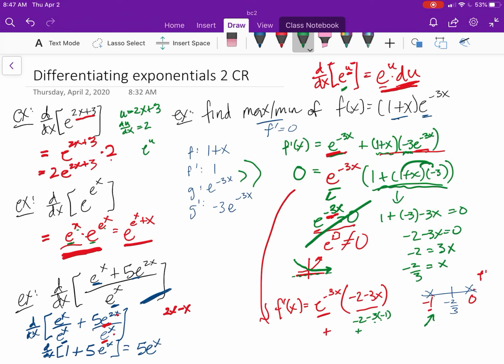If we substitute 0, so this was f prime of negative 1, right? If we substitute 0, well, again, this is still positive, because e to the 0 is 1, which is positive. And then negative 2 minus 0 is negative. Positive times negative is a negative. So that's decreasing. If it's increasing, then decreasing, I know that that is a max.